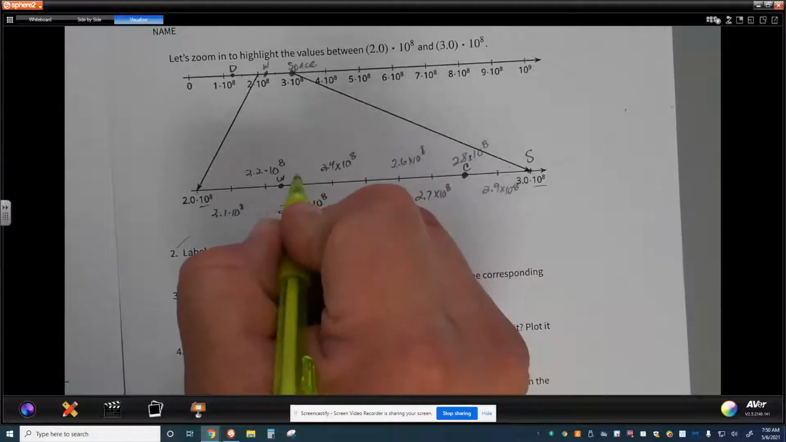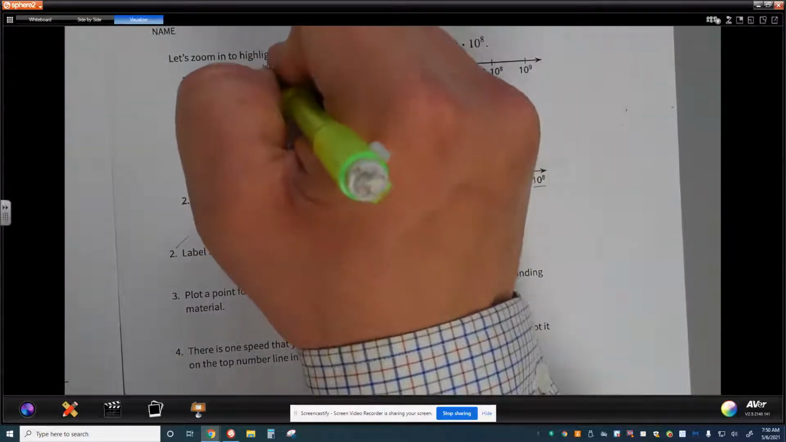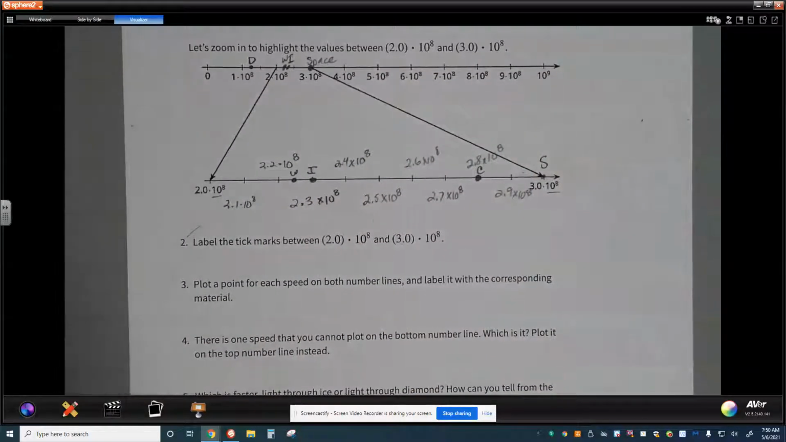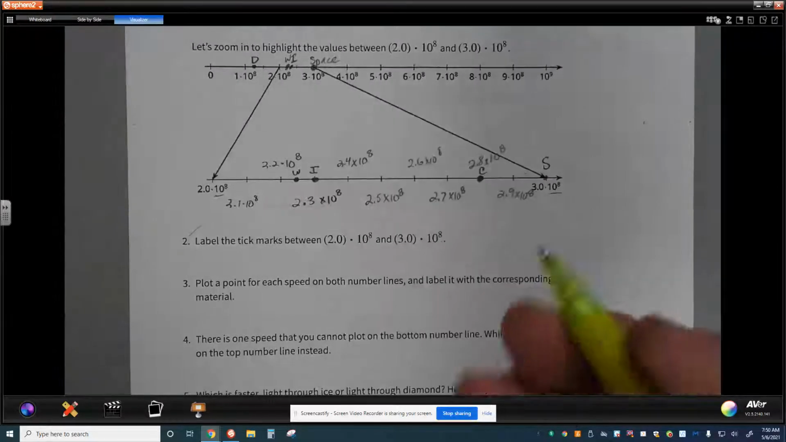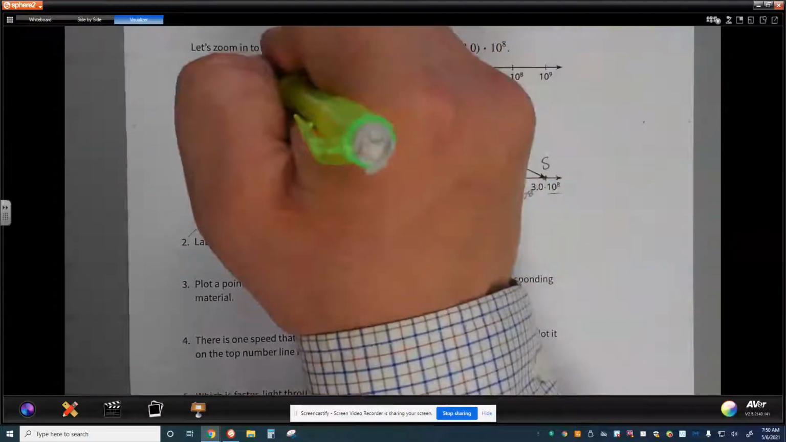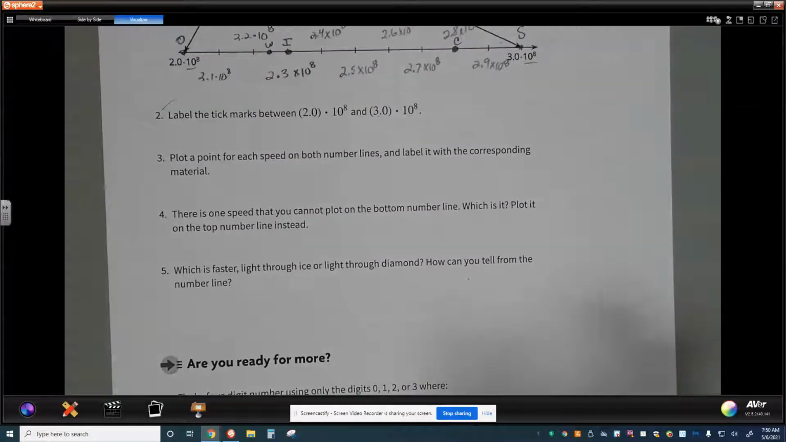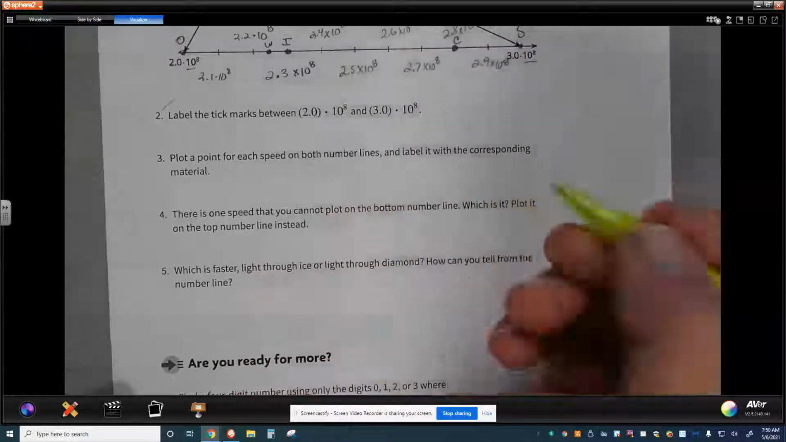2 3/10 is the ice. Somewhere right around here is the ice. And then we go ahead and get into the water next, and onto the olive oil back here at 2. So that would be O, right here. Okay. There's one speed that you cannot plot in the number line. Which one is it? You had to plot it on the number line instead.